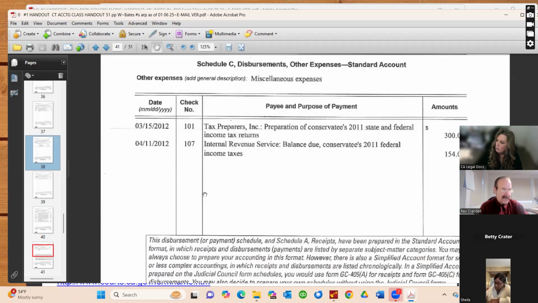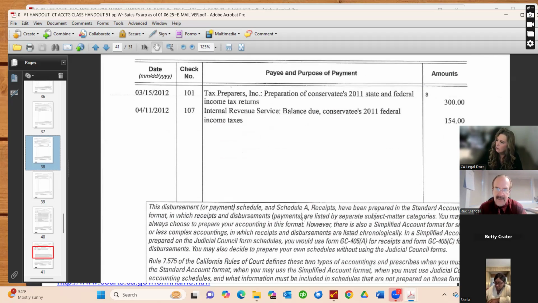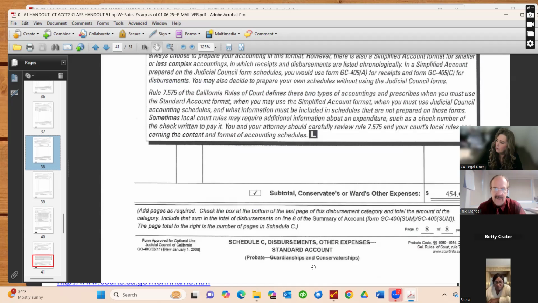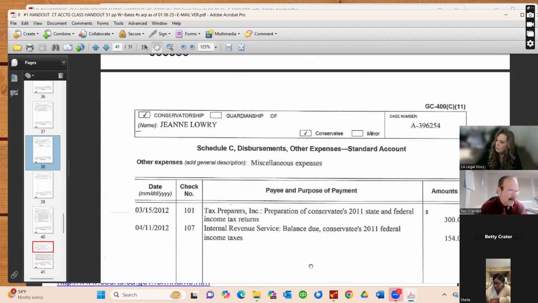In our accountings, they talk about standard and simplified accounts. What that means is a simplified account. I've never used one, but if there are very few transactions during the year, like say 6 transactions, you would report it just like a check register. We don't use them, but it is available. If there are very few assets, the request and order for waiver of accounting is on form GC 410 to get out of the accounting requirements.